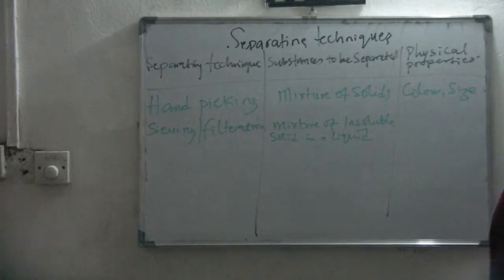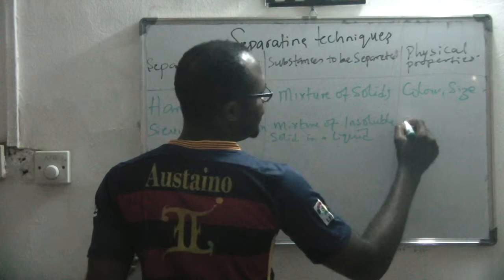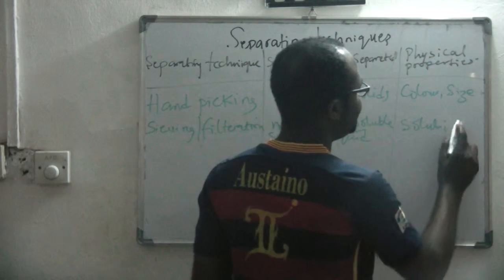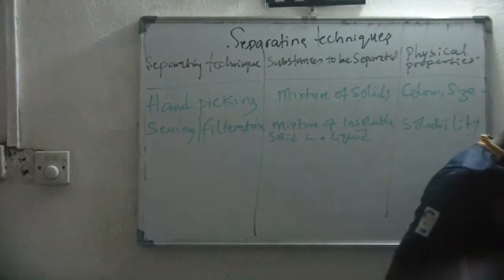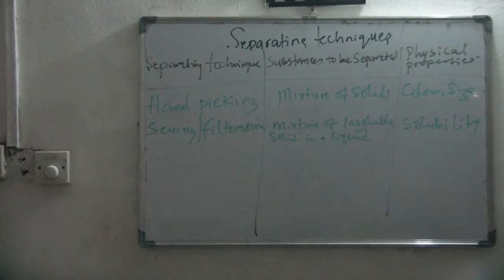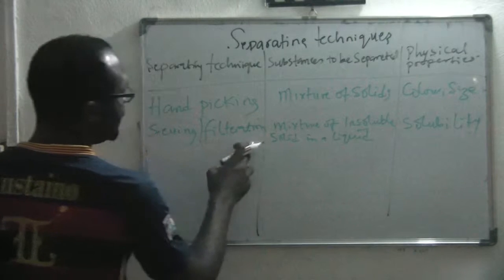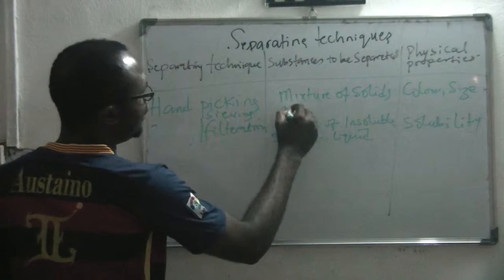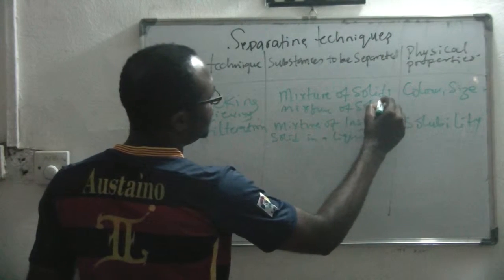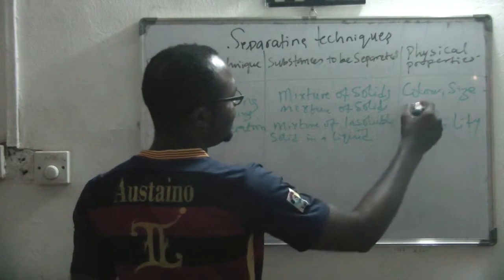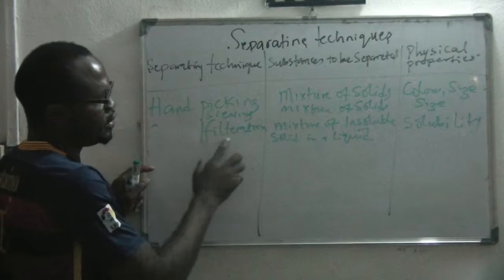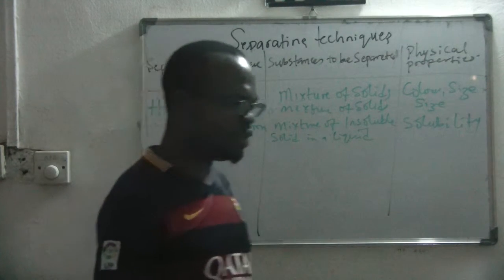What are the physical properties that you consider? Solubility, because they are not soluble. So that's what we use filtration for. Whereas we have sieving, isn't it? Yes. Sieving is for a mixture of what? Solids. What is the physical property that you utilize? Size. Understand? Yes. You sieve when there is a difference in size. Then you use filtration when there is a mixture of insoluble solid in liquid.